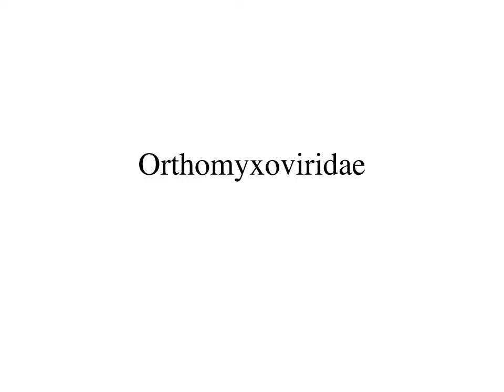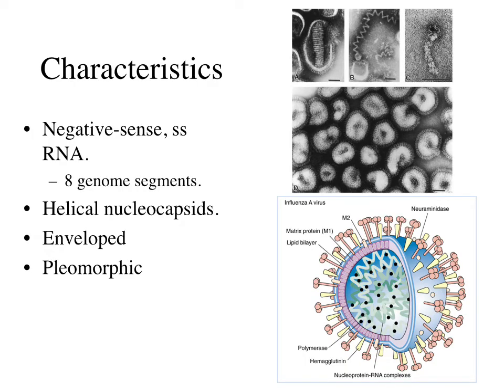Okay, the next and last virus family for this lecture would be the Orthomyxoviridae. The influenza virion is roughly spherical. It is an enveloped virus. Inserted into the lipid membrane are the HA, hemagglutinin, and NA, neuraminidase glycoproteins. The HA and NA are important in the immune response against the virus.